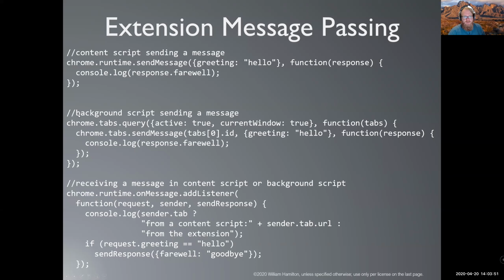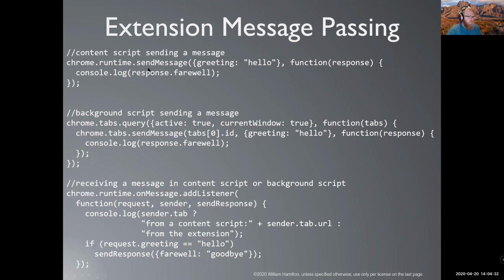If I were a background script and I wanted to send a message to a content script running on a particular page for my extension, I would have to look up a tab that was running one of my content scripts. Then I would call chrome.tabs.sendMessage, specify the tab ID I want to send it to, and the message object, which is just greeting: hello here. Again, I would have a callback for a response object. So these are how you would send the message. You can send messages from both background scripts and content scripts.